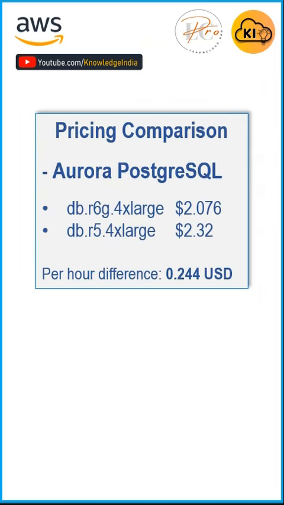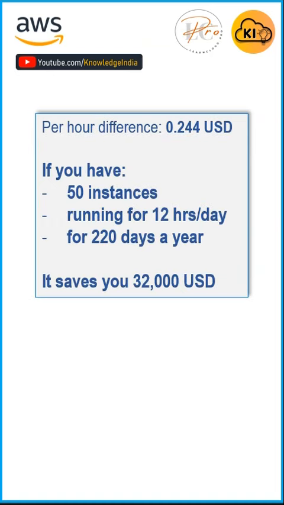Let's do a comparison. If you're using Aurora PostgreSQL and you compare nearly same-sized instances like db.r6g.4xlarge, it costs you $2.076 per hour, and r5.4xlarge costs you $2.32. It's a per hour difference of only $0.244, right? But think about a calculation. If you have 50 instances running in your organization, let's say just for 12 hours a day and for 220 days in a year, it saves you $32,000 without doing much effort.